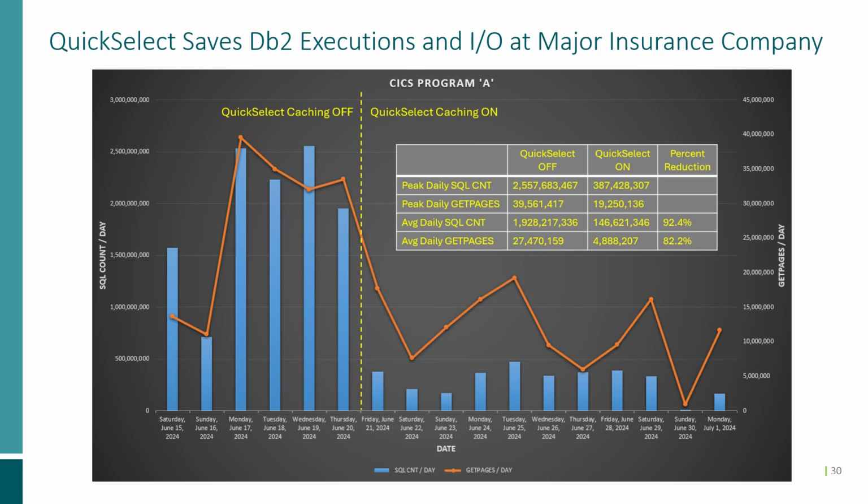Likewise, our average daily get page count decreases from 27 million with QuickSelect off to 4.9 million with QuickSelect on, a reduction of 82% in I/O activity.